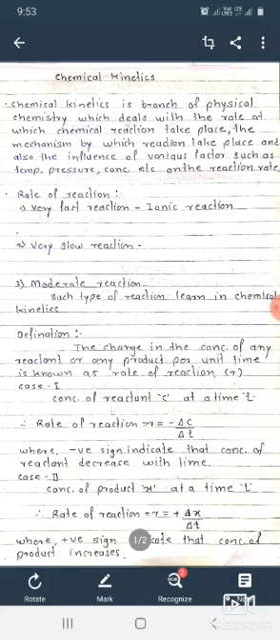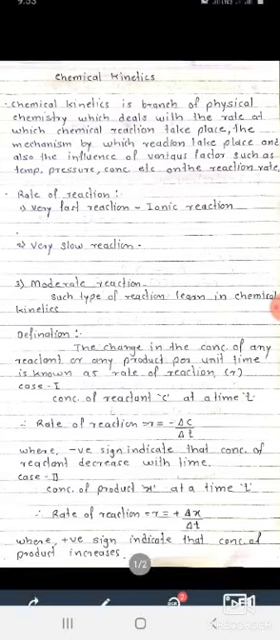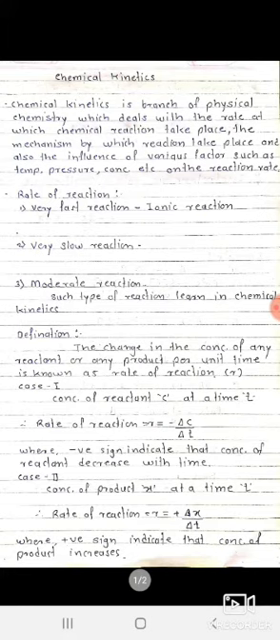Chemical kinetics is a branch of physical chemistry which deals with the rate at which a chemical reaction takes place, the mechanism by which the chemical reaction takes place, and also the influence of various factors such as temperature, pressure, concentration, etc. on the reaction.